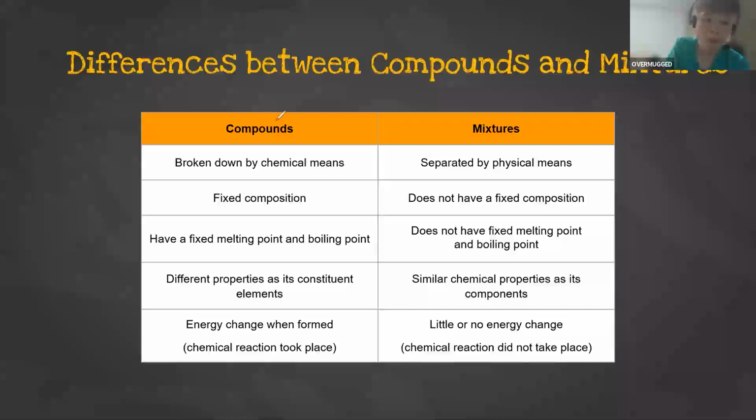Thirdly, your compounds are pure substances. They will have a fixed melting point and boiling point. Unlike your mixtures, they do not have a fixed melting point and boiling point. So for example, your seawater, okay, will actually melt at maybe around -1 to 0 degrees Celsius, for example, and will boil at maybe 102 degrees Celsius to 103.